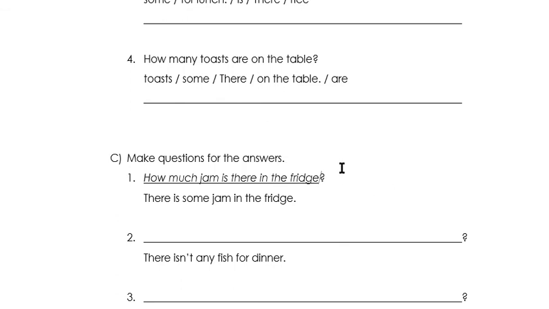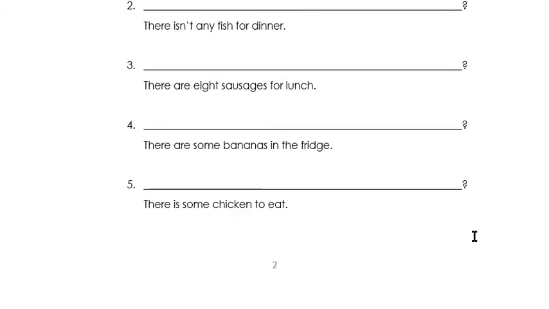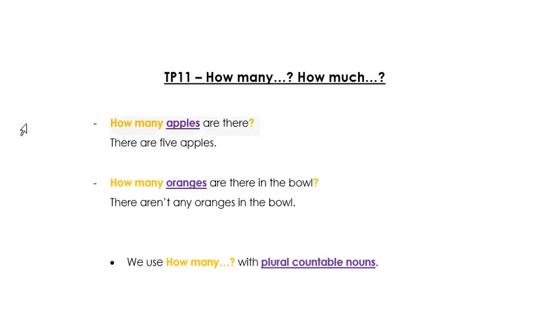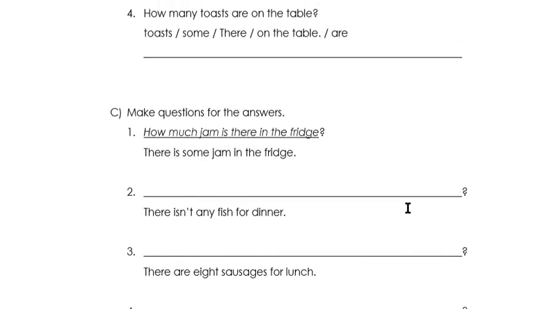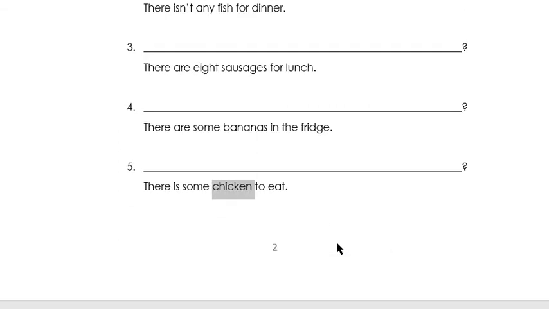¿Ok? Bueno, este punto es el más difícil, ¿sí? Para fijarse cómo formamos la pregunta, vuelvan al principio de todo. ¿Ok? Tienen dos ejemplos de how many y dos ejemplos de how much. En base a eso van a hacer las preguntas. Fíjense que acá tenemos fish, sausages, bananas and chicken. ¿Sí? Fíjense cómo van a hacer las preguntas.